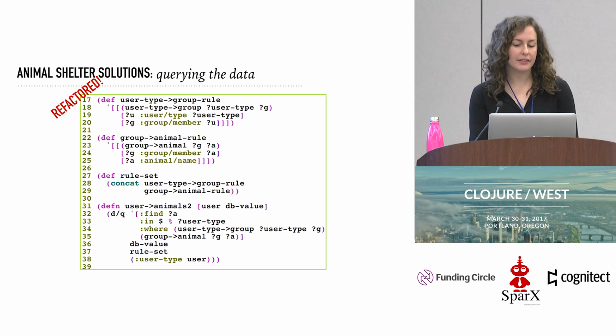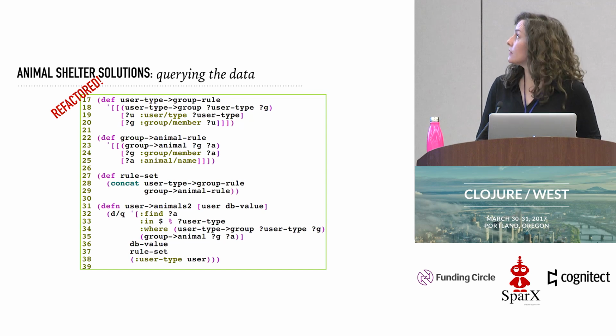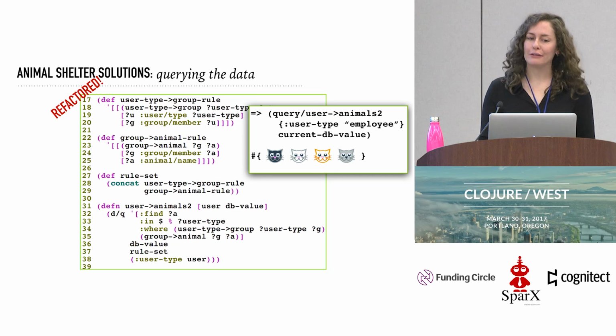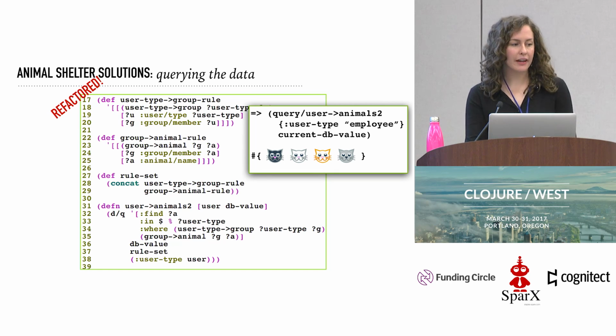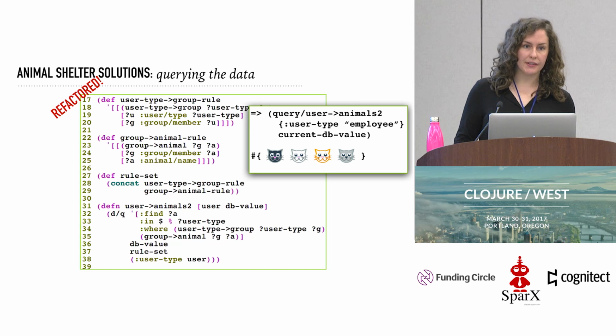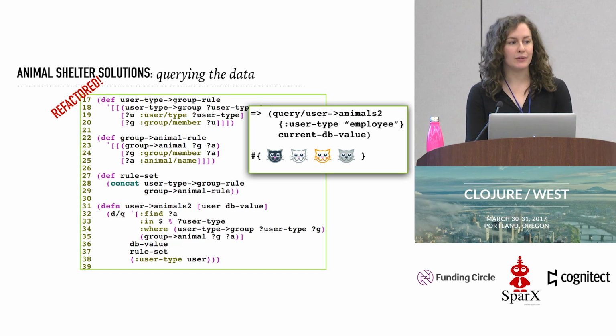And if we run these queries again with the public user, we should get the same results, the 2 cats. And now with the employee user, again, we get all 4 cats. Now that we've got our query in order and refactored it, let's put some further pressure on our system and our composability by adding a new special customer.